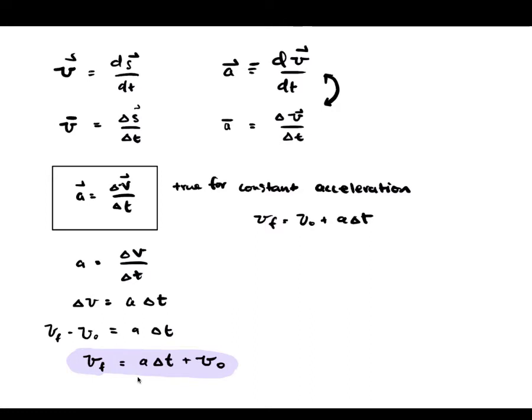All right, one step further, what if we want to figure out position? How do we get position from this? We have velocity, right? We have an equation for velocity, and it's with respect to time. How do we get position?